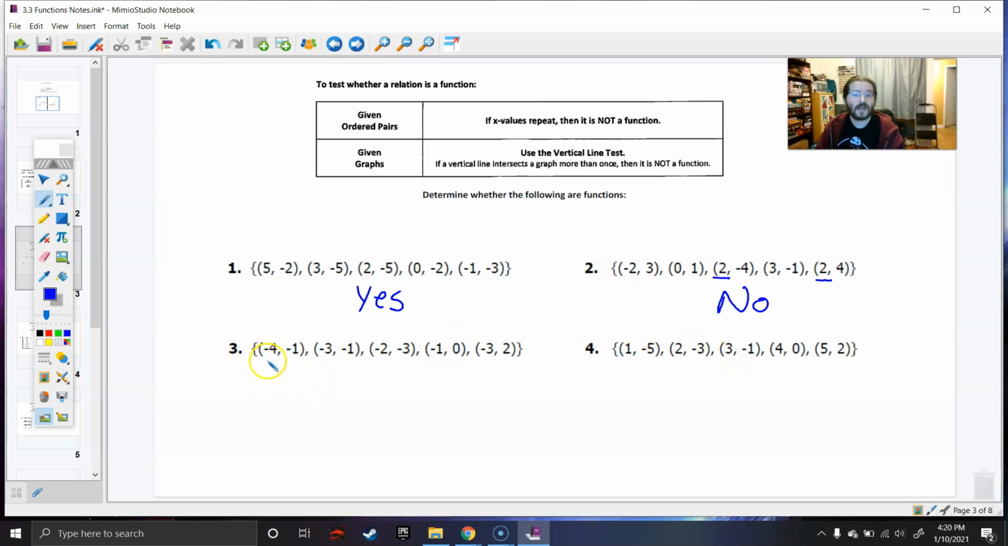All right, number 3: -4, -3, -2, -1, -3. We got repeating again, so it is not a function. Next one: 1, 2, 3, 4, and 5. We don't have any repeating values in our x, so this is a function.